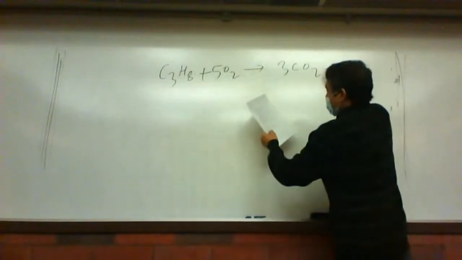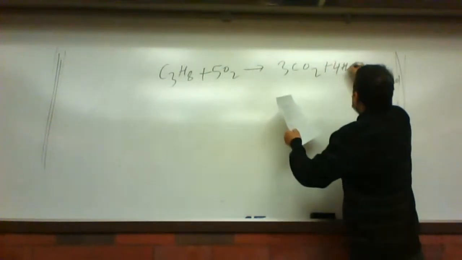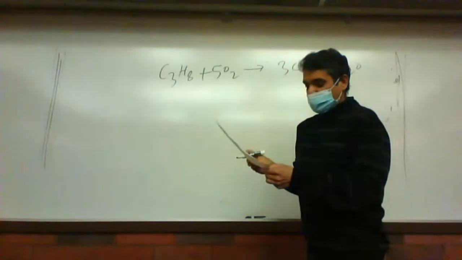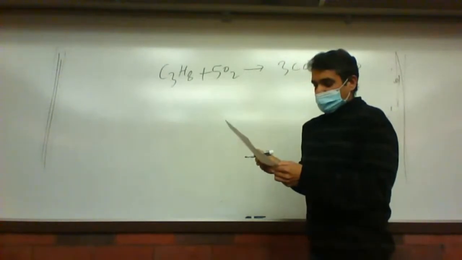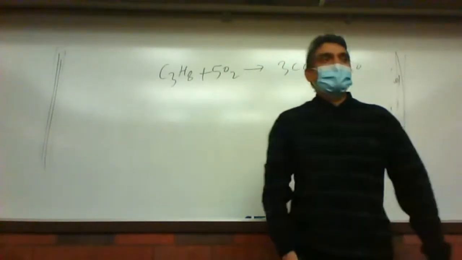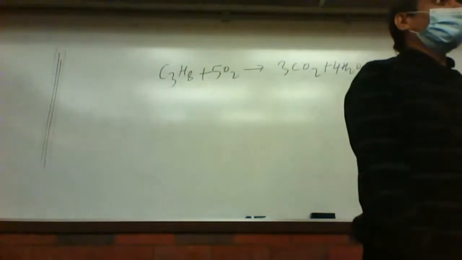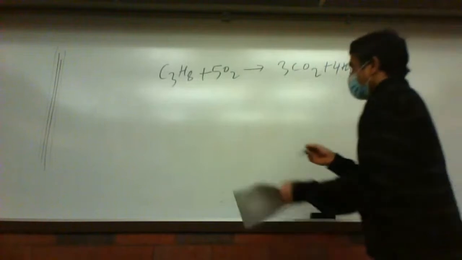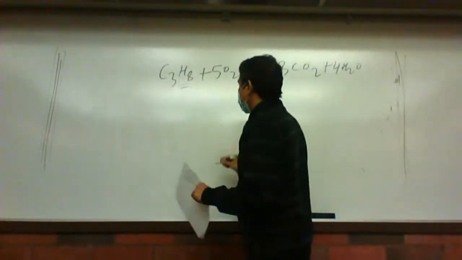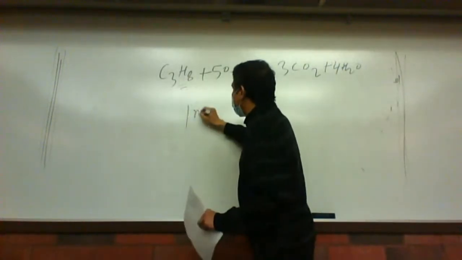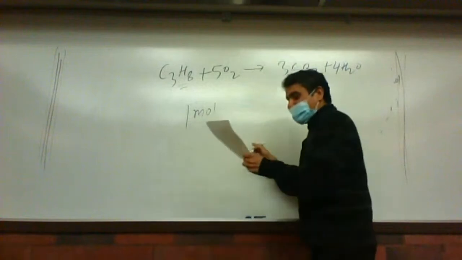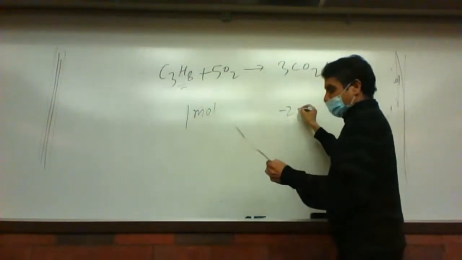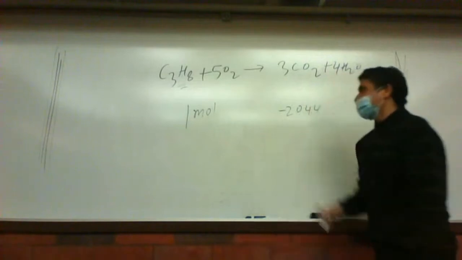So this is a balanced reaction, like this. It is saying the standard molar enthalpy, meaning that you have 1 mole of propane. Molar means 1 mole. Standard molar means you are burning 1 mole of this gas, and if you burn that 1 mole, how much heat energy does it give out? Minus 2044. What does this minus mean?